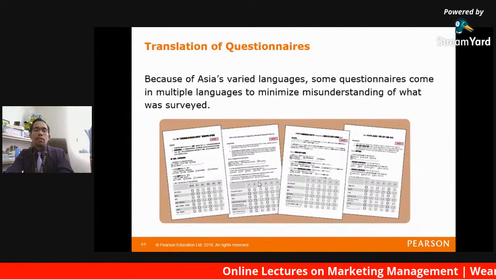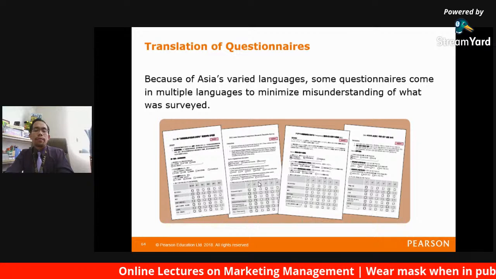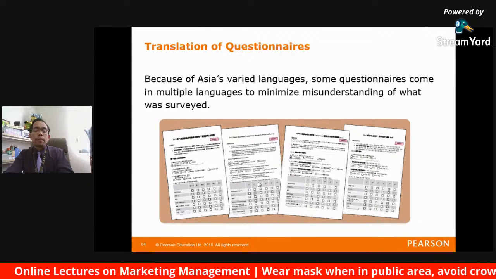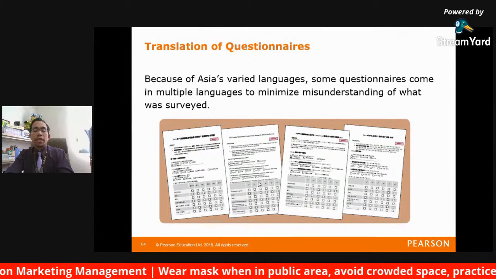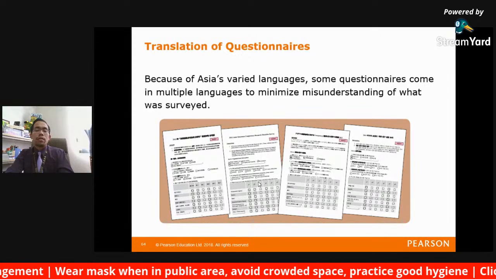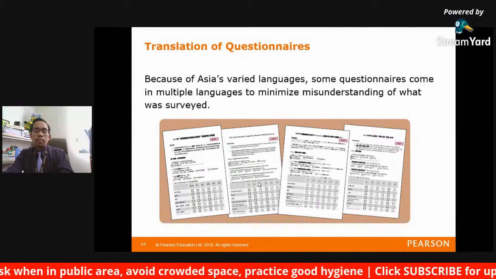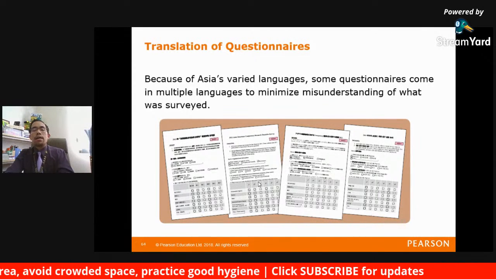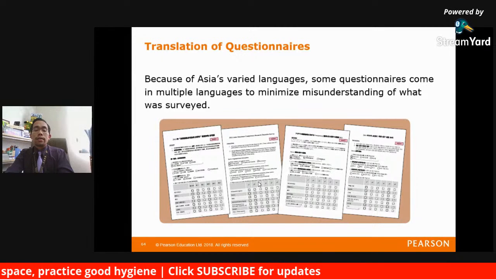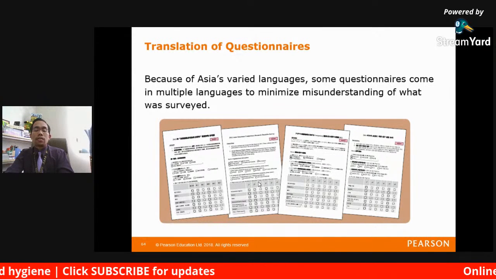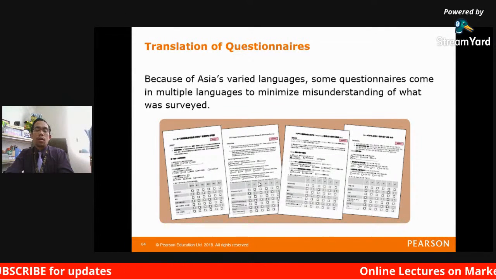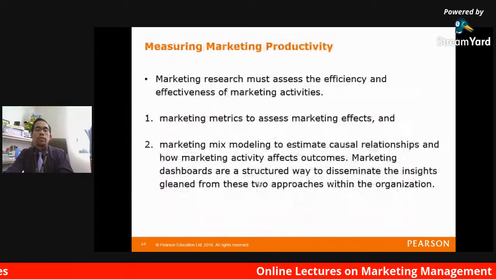So, translation of the questionnaire. Sometimes you need to put bi-language, tri-language, to get more attention. Some people are reluctant to answer if you don't ask your survey using their own mother tongue language.